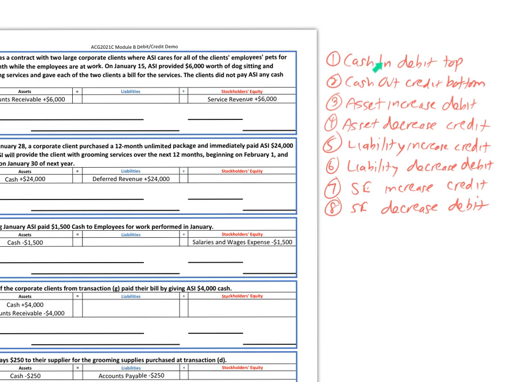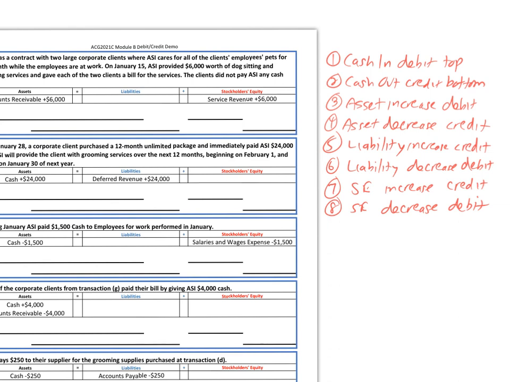Well, if cash increases on the debit side, cash is an asset, so any asset increases on the debit side. So any asset will increase on the left, and that'll be on the top of the journal entry. Cash out, credit bottom. Well, if cash decreases and you put that on the bottom of the journal entry, any asset that decreases needs to go on the bottom of the journal entry.